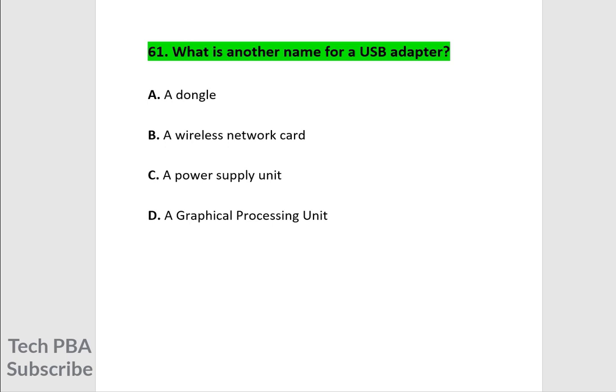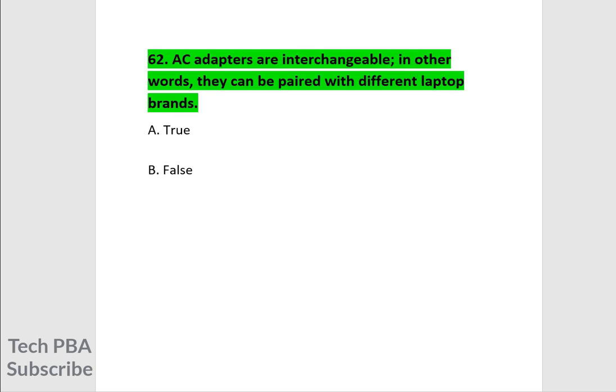Question number 61. What is another name for a USB adapter? USB adapter. The correct answer over here is option A, a dongle. Question number 62. AC adapters are interchangeable. In other words, they can be paired with different laptop brands. True or false? The correct answer over here is option B, which is false.